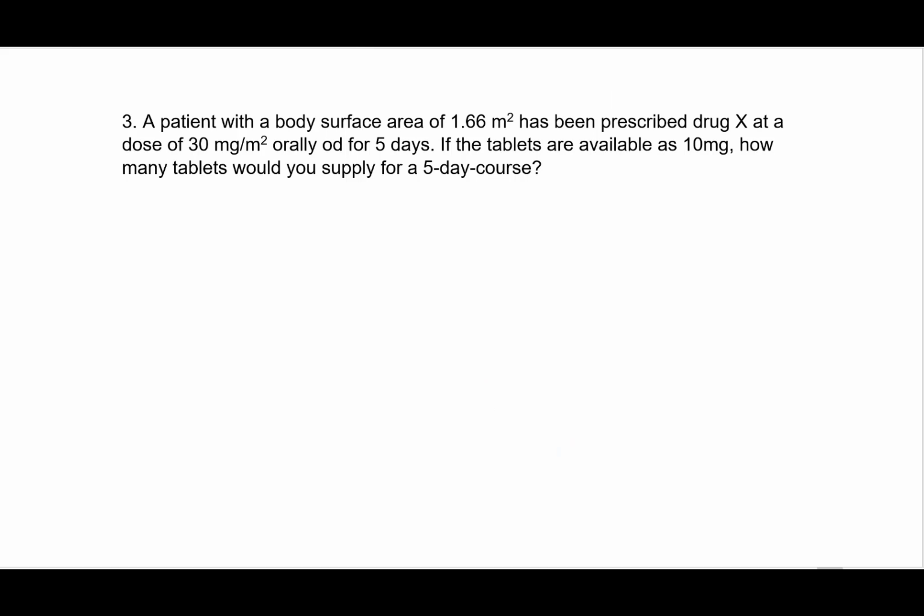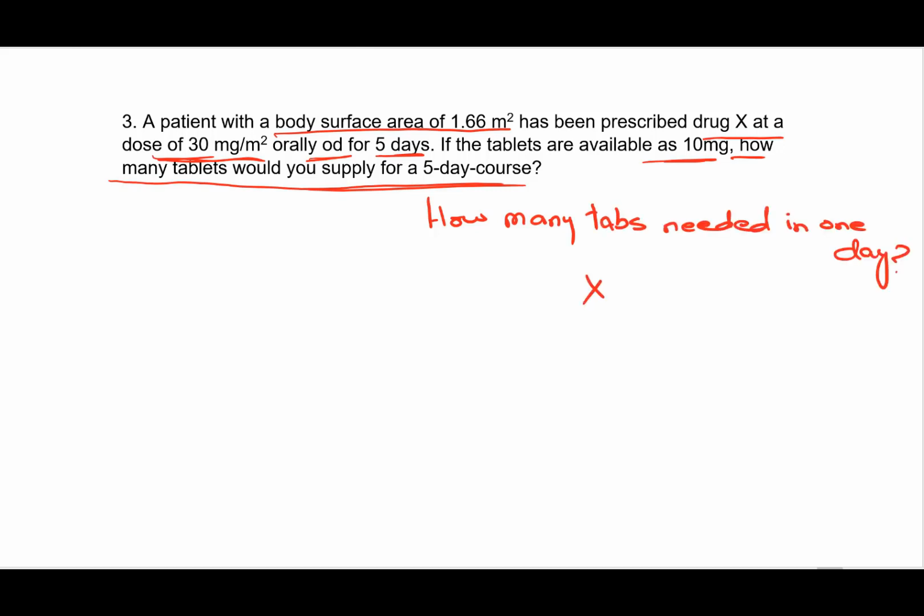Moving on to question number 3. Here we have a patient with a body surface area of 1.66 meters square. The patient has been prescribed the drug at a dose of 30 milligrams per meter square orally once a day for 5 days. If the tablets are available as 10 milligrams, how many tablets would you supply for the 5-day course? In this type, because it's a tablet, we have to find out how many tablets the patient will need in 1 day as a dose, and then we'll simply multiply that by 5 days.